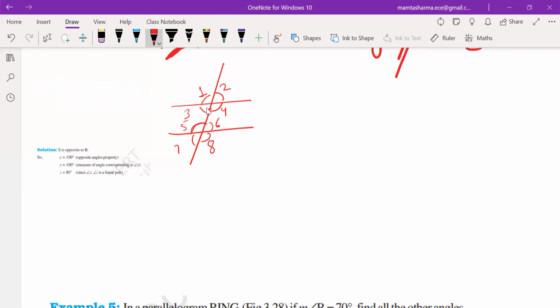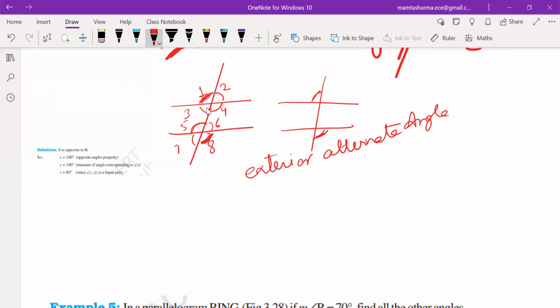Now, can you tell me this pair of angles, 1 and 8, they are called alternate angles. Since they are on the exterior side, we will call them exterior alternate angles. Revise these angles because they will be used in this chapter.